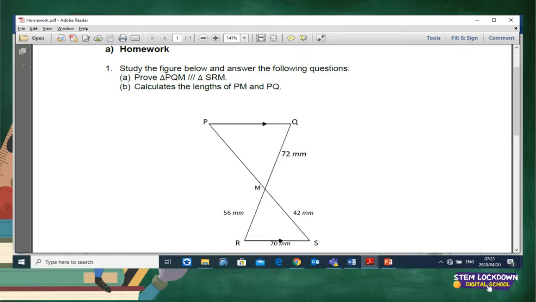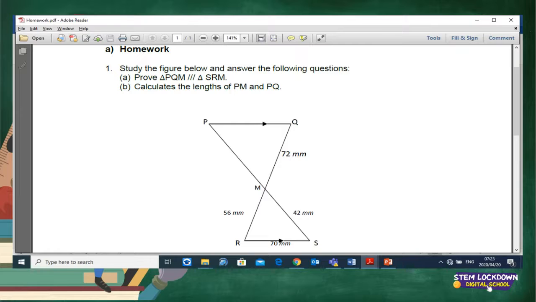In this figure here, I've got 2 questions for you. You need to prove, firstly, that triangle PQM is similar to triangle SRM. And B, you need to calculate the lengths of PM and PQ. Now, you can already see that we have got 2 parallel lines, PQ and RS. Those 2 lines are parallel. And we are also given that the line MQ is 72 millimeters, MS is 42 millimeters, RS 70 millimeters, and of course MR 56.